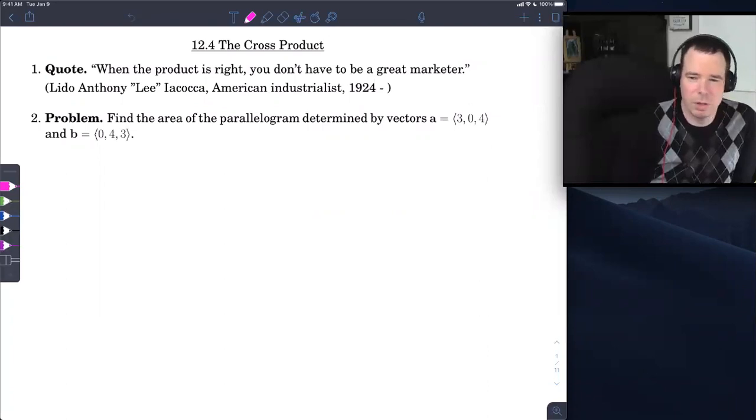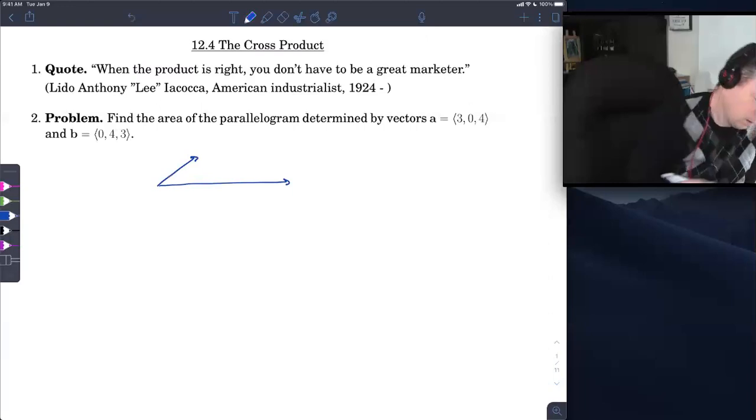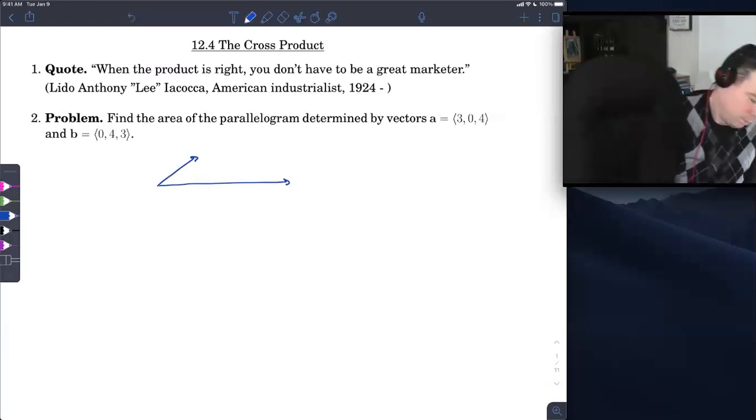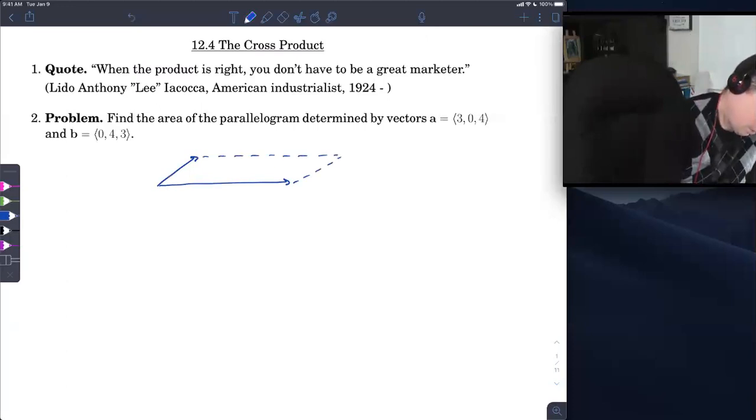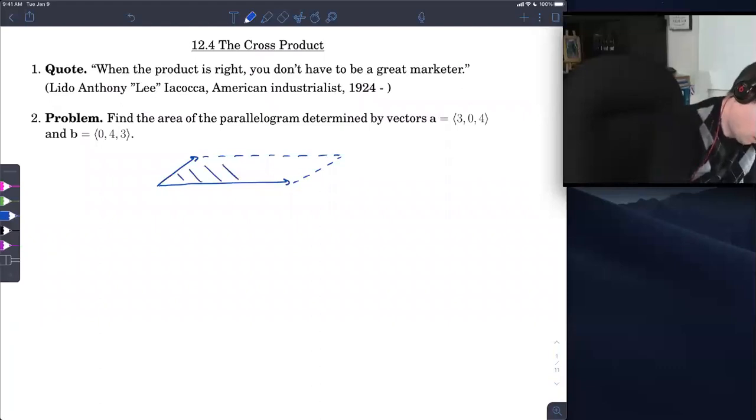In the situation of the cross product, there's a similar motivating problem, and that is finding the area of the parallelogram between two vectors. So for example, I've got two vectors that look like this. I could be interested in what the area is of the parallelogram that they form. So there's the parallelogram that they form, and I could be interested in what this area is.